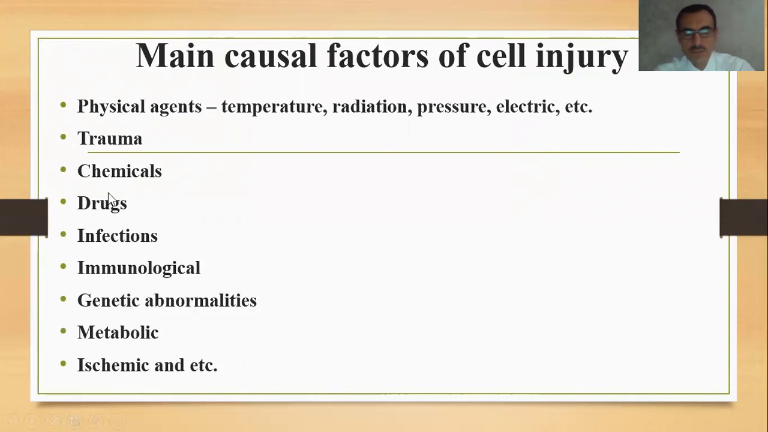Now let's discuss necrosis. The main causal factors of cell injury are the following. The first, physical agents such as temperature, radiation, pressure, electric, etc. Or some traumas, chemicals, drugs, or medicaments, some infections, immunological factors, genetic abnormalities, metabolic and nutritional change, ischemic factors, etc.